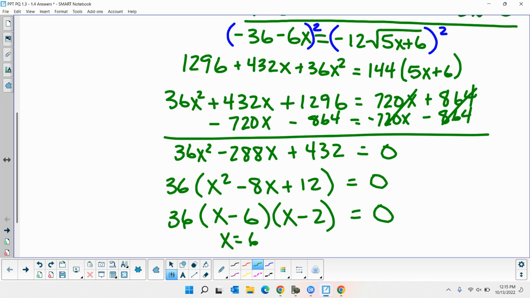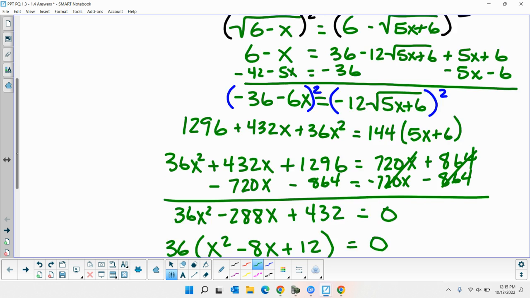6 and 2. Can I say 36 equals 0? Is that a true statement? No, so I can't set that equal to 0. If it had an x with it, yeah, but no x there. So when we get done finally, what are we supposed to do with our answers? Plug them in the original, make sure they work, right?